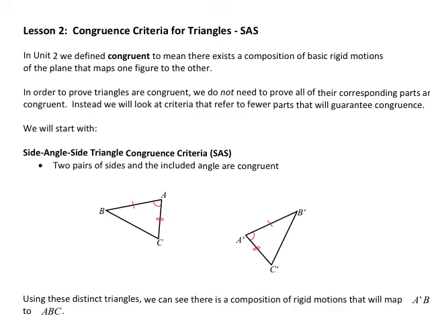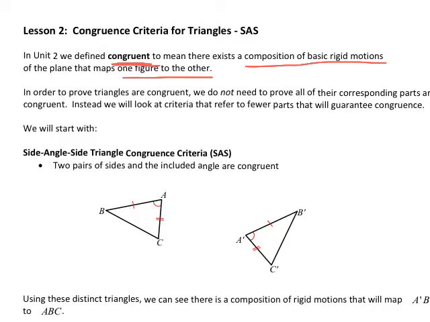In this lesson, we're going to start talking about how we can prove triangles congruent. Now, in the last unit, we defined what congruence was. We said things are congruent, meaning that there exists a composition of basic rigid motions that maps one figure to the other. And what we did is we stated the rigid motions that mapped, and then we wrote out each thing that was congruent to everything. So we wrote out the angle congruencies and the side congruencies.